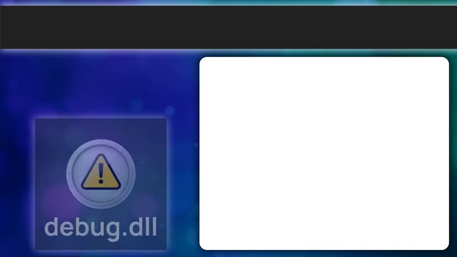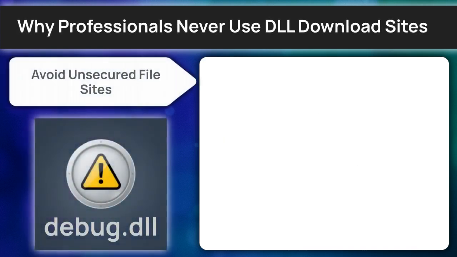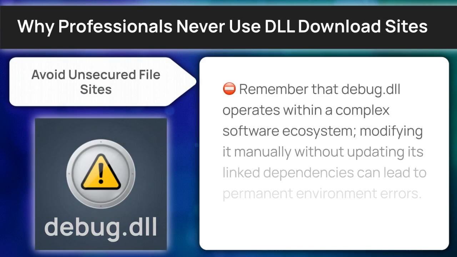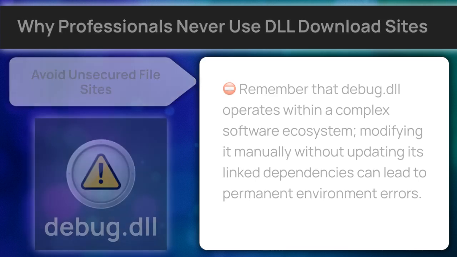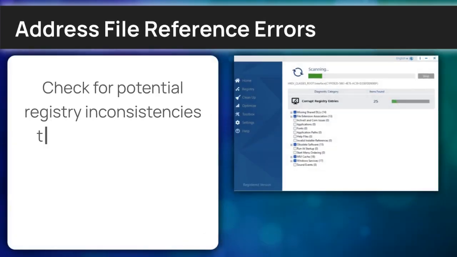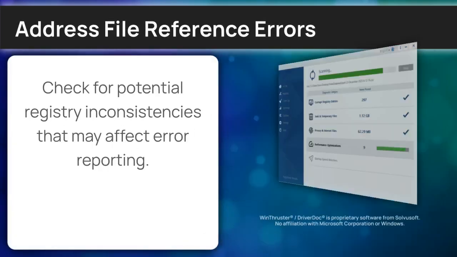Let's look at a key safety rule that will keep your PC protected while we address this error. Installing an unverified version of Debug Library DLL is one of the most common ways to accidentally bypass your system's built-in security firewall.